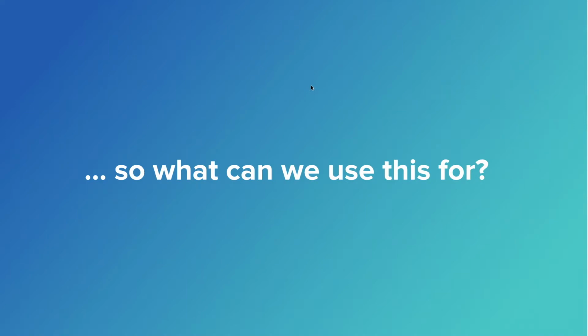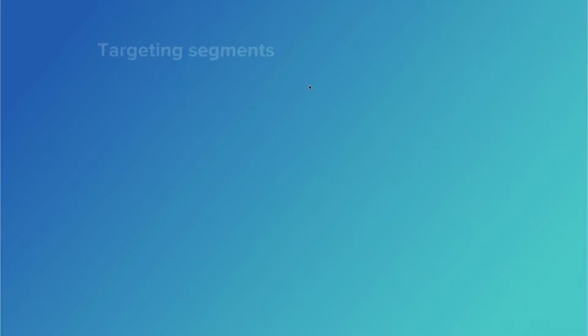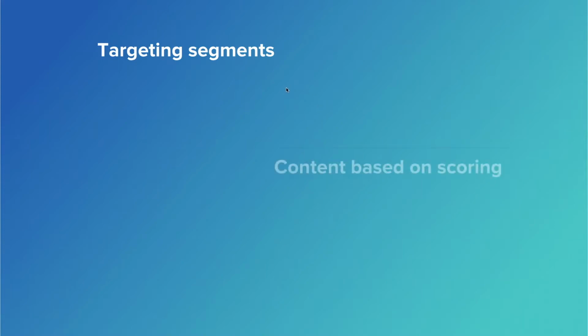So what can we use this for? Just some areas we've identified. Obviously, targeting segments is a big one, especially from a marketing perspective. The ability to segment your users and start to switch out content is going to be a really big use case. Content based on scoring. So if maybe you're starting to implement systems where we're scoring people based on their interest in certain topics, and then we're setting rules that say if this score is higher than this, or if this category is the highest score, let's show something different.